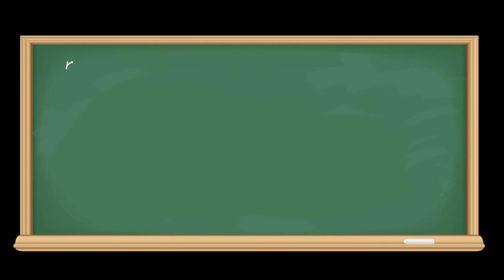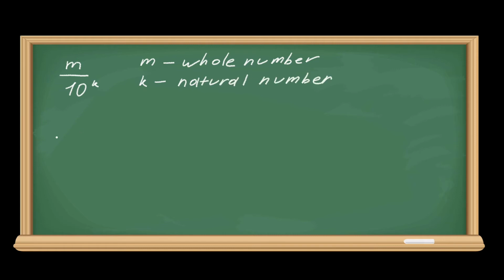If you can imagine a rational number being written in the m over 10 to the power of k format, where m is a whole number and k is a natural number, using this form we can turn our rational number into a decimal. For example, here we have a rational number 327 over 100, and we can write this number as 3.27. Here's another example. Here we have a rational number 2 over 5, and it is the same thing as 4 over 10. We can write this number as 0.4.